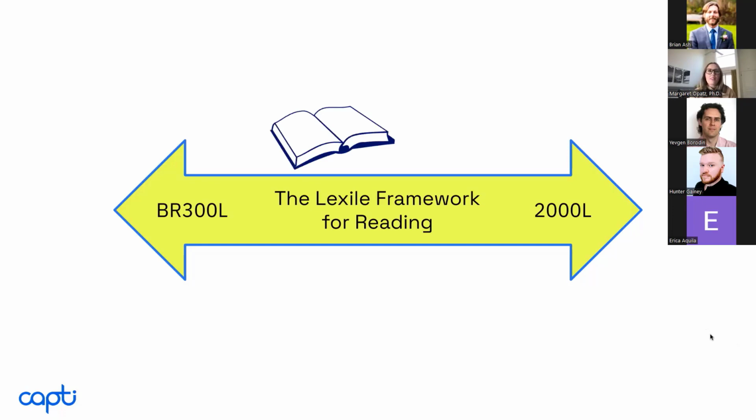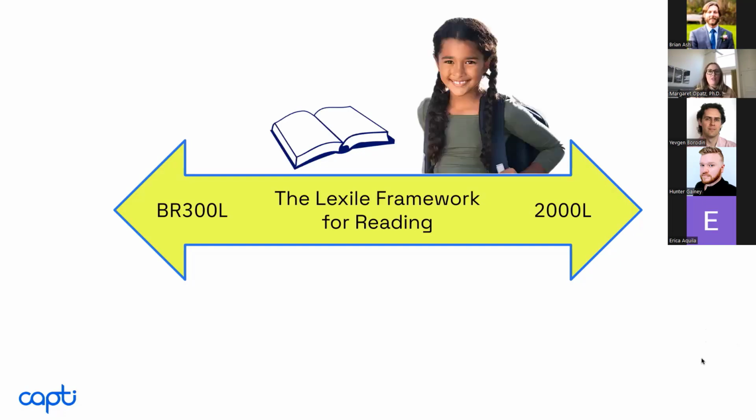So Lexile computes a score for a text based off of the sentence complexity and the frequency of words within the text. And then it also provides a metric for readers. So a reader takes an assessment and gets the same level as the text. So they're placed on that same metric, that same scale, to say, this is what a student can comprehend.